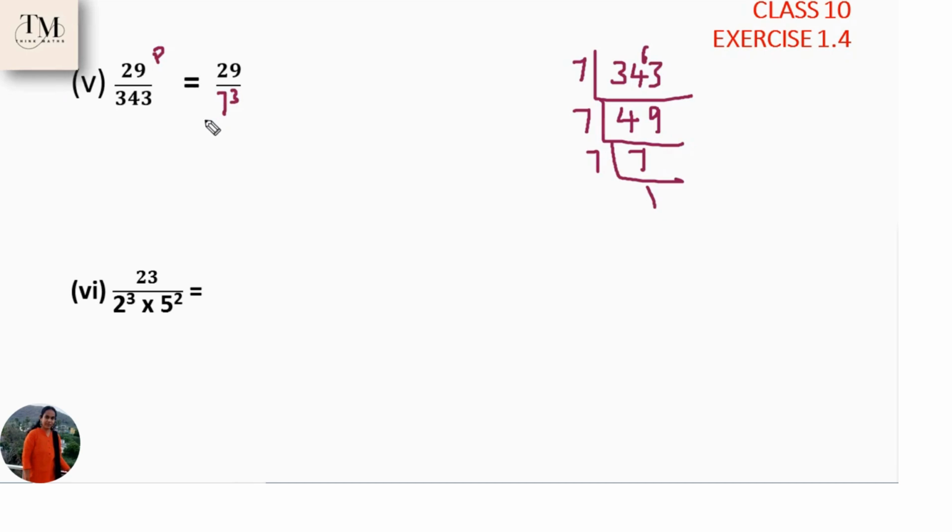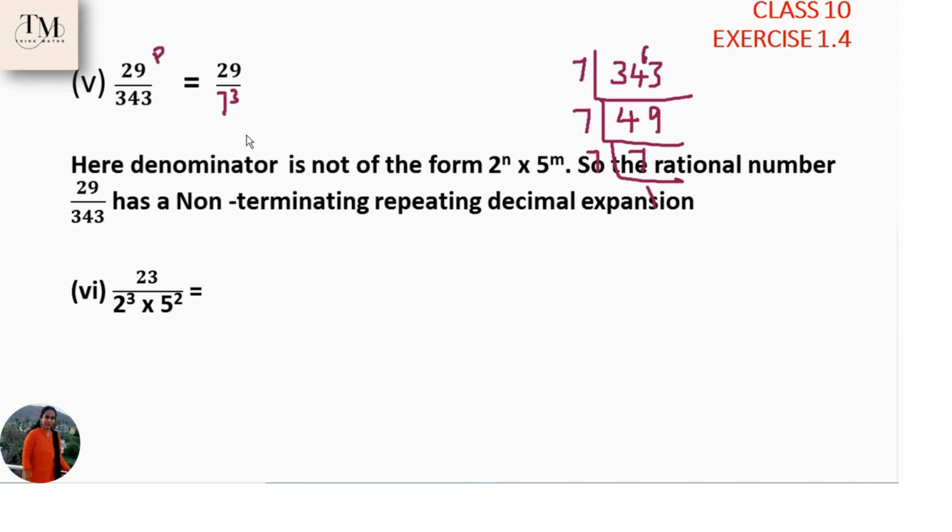So in the denominator, there is no 2 and no 5. So we cannot say that this decimal expansion has a terminating expansion. That is, if q is not of the form 2 power n into 5 power m, then the rational number has a non-terminating repeating decimal expansion. So 2 and 5 don't appear in the denominator, so it has a non-terminating repeating decimal expansion.